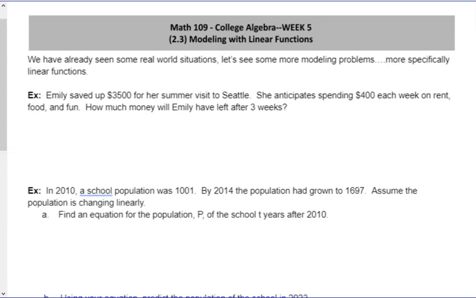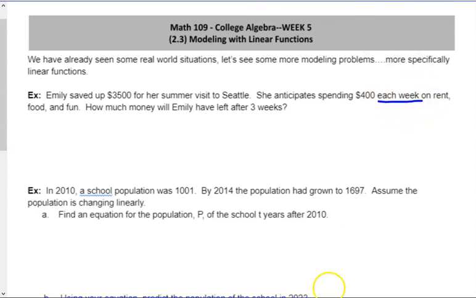It talks about Emily saved up $3,500 for her summer visit to Seattle. She anticipates spending $400 each week on rent, food, and fun. How much money will Emily have left after 3 weeks? Now, it doesn't specifically say to write a function for this. We could write a function for this, in which we are looking at what is the changing value here. Well, the rate of change that we have, kind of hone in on that each week.